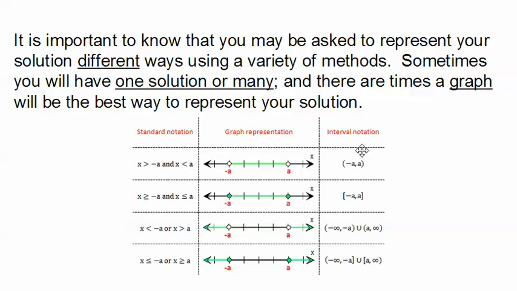Notice that if we use rounded brackets, we don't include the endpoints, negative a and a. We're not including them in our solution. When we use square brackets, we do include those. We fill in the negative a and a, and it would be less than or equal to or greater than or equal to.